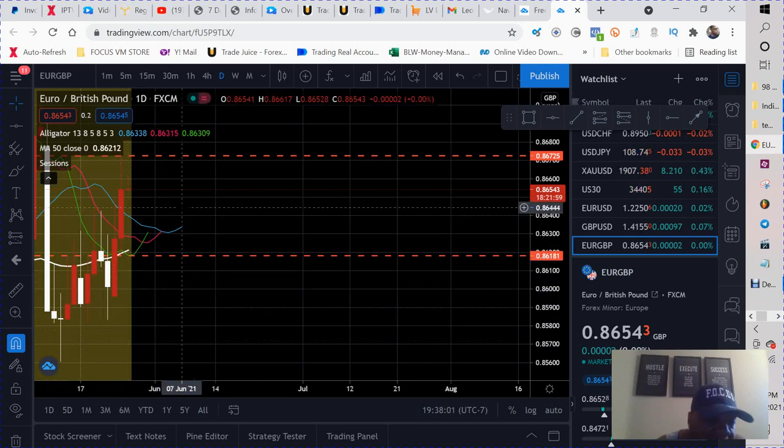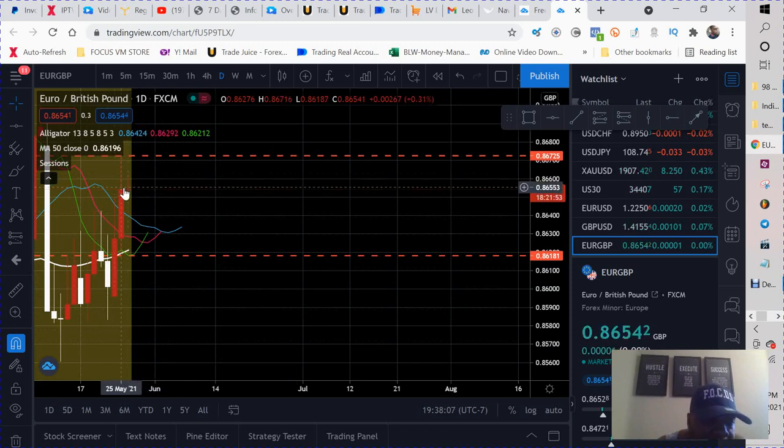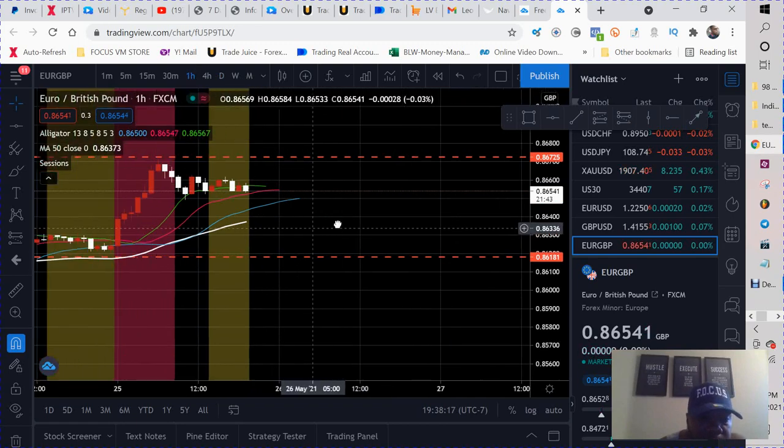So this could be a nice little push to the upside on the bigger time frame, which we do have to respect. So we can expect the price to continue to keep moving to the upside. All right, so now let's go down here to, once again, the 1 hour.